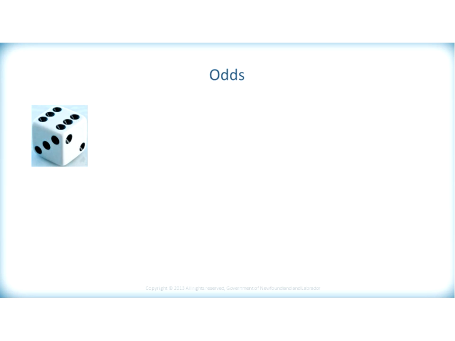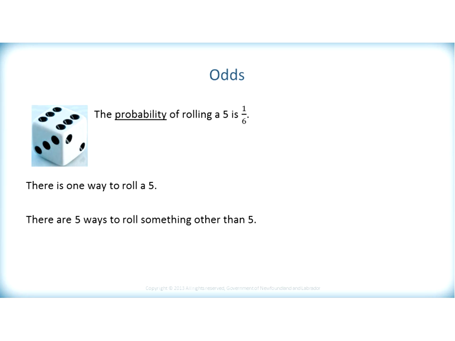So we're going to look at a quick example here to try to differentiate between the two. If I want to roll a die and I want to roll a 5 on that die, we know that there are 6 faces on a regular die. Each one has a different number, 1, 2, 3, 4, 5, or 6. Well, the probability of rolling a 5 would be 1 in 6. There is one face, one way to roll a 5, out of the 6 faces total. But that means that I can also roll a 1, a 2, a 3, a 4, or a 6, which means that there are 5 ways to roll something other than a 5.